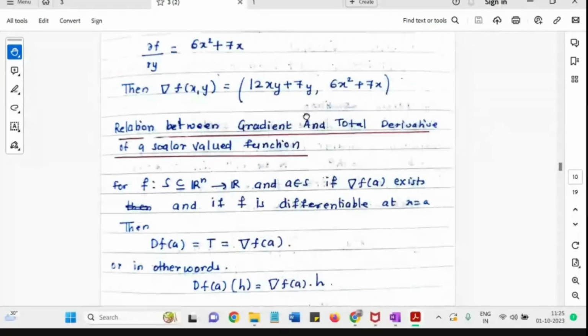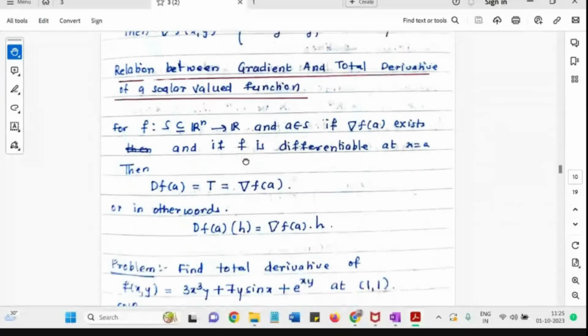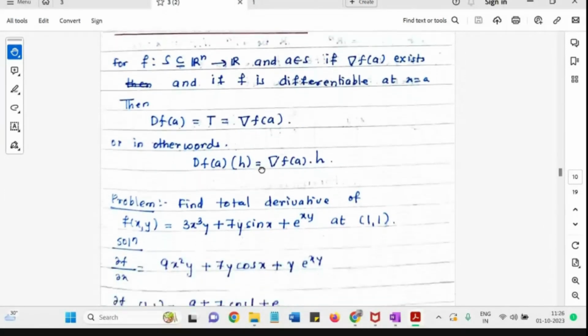Now, we have to understand the relation between the gradient and the total derivative of a scalar valued function. So I have a function f from Rn to R, and a is an element of S, which is the domain of f. If the gradient of f exists and the function is differentiable, then the total derivative of f, that is the matrix I mentioned, the total derivative of f at a, which is nothing but T, the linear transformation, is the vector grad f at a. Okay, so let us try this through an example.